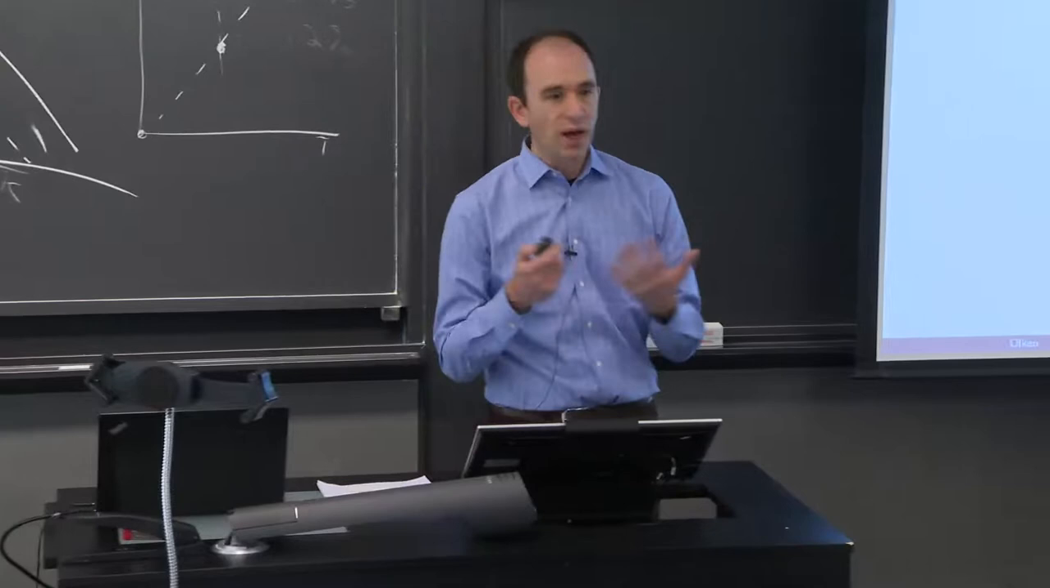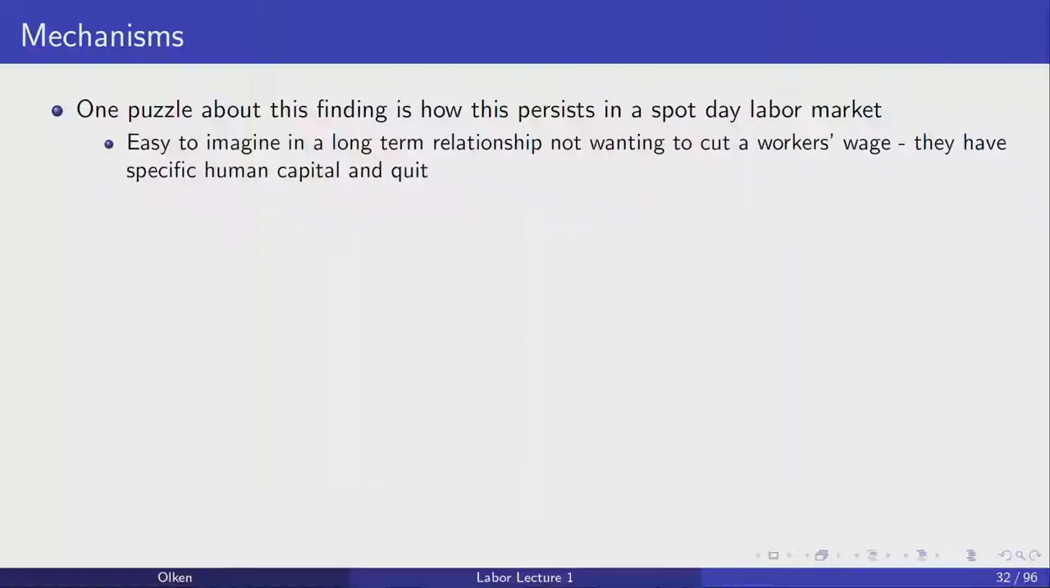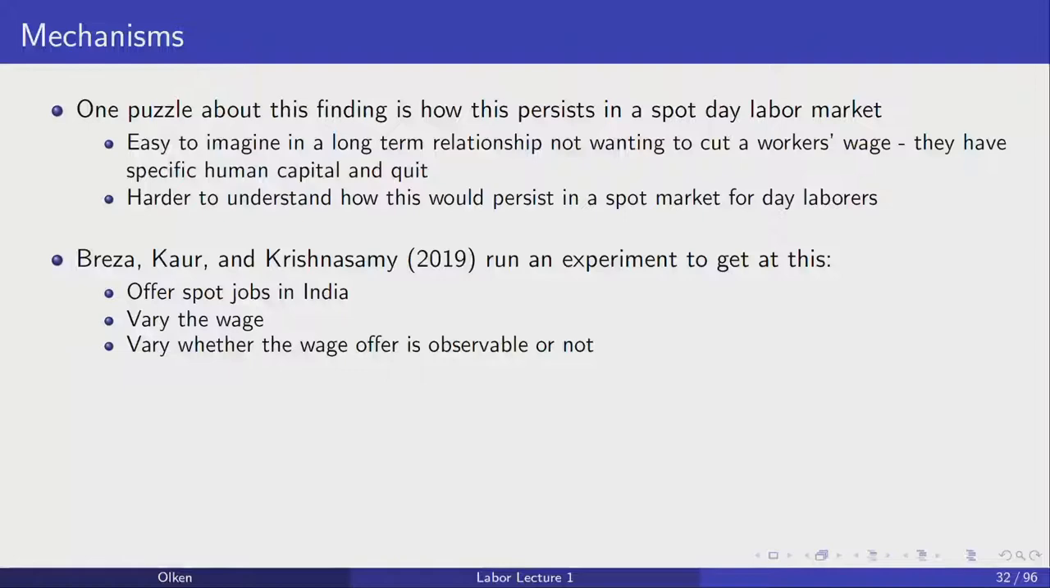There are a couple of recent papers which start to investigate this. One is another paper by a similar set of co-authors, which runs an experiment to get at this. Here's what they do. They go to Indian villages and they offer spot jobs. They vary the wage of the jobs, and they vary whether the wage offer is observable or not. The way they do this is pretty subtle.